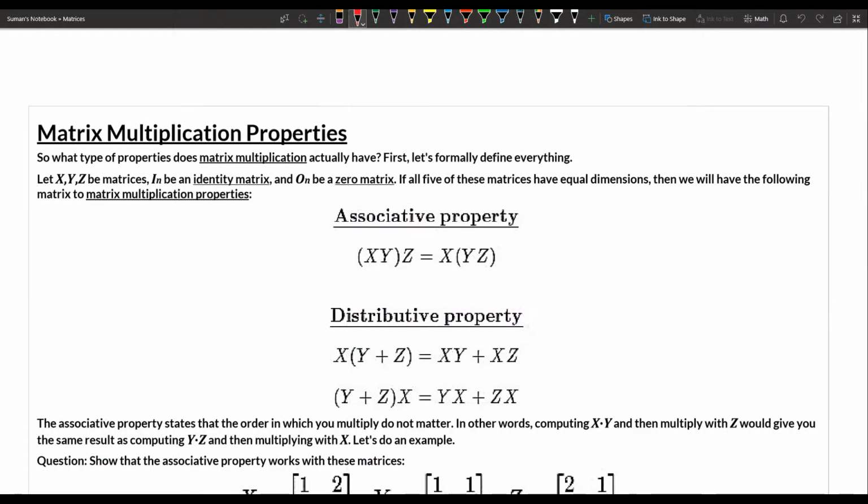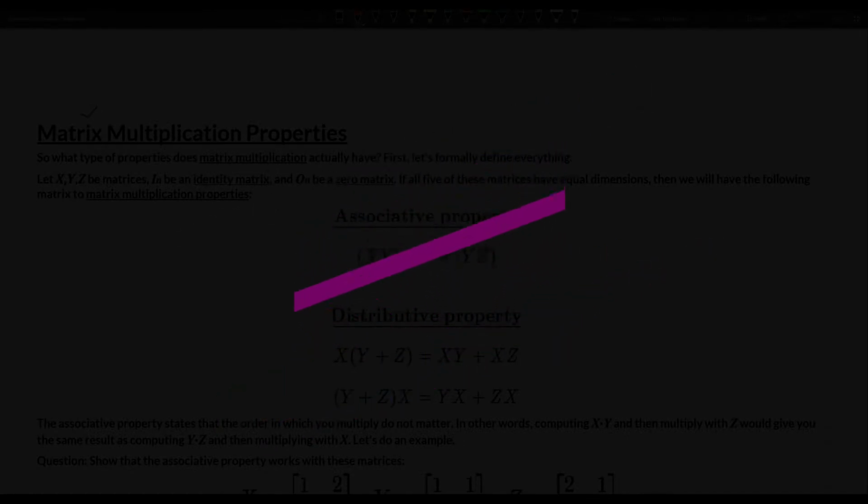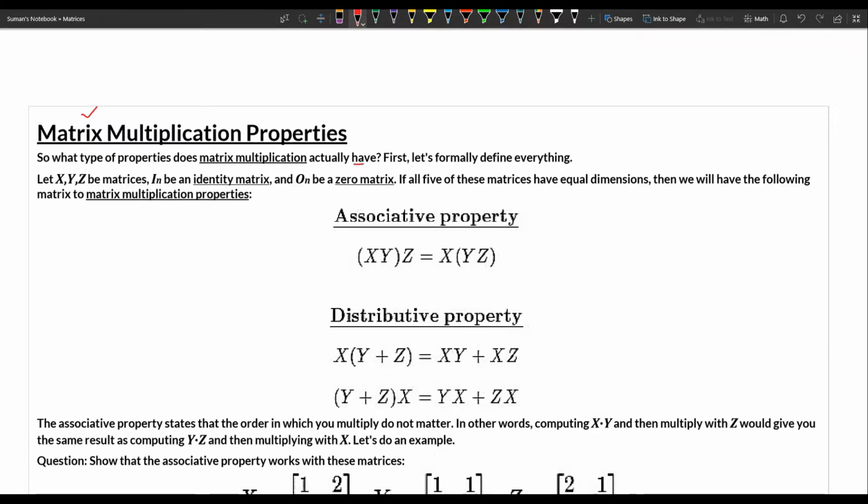Hello friends, today our topic is the properties of matrix multiplication. So what type of properties does matrix multiplication actually have? First, let's formally define everything.